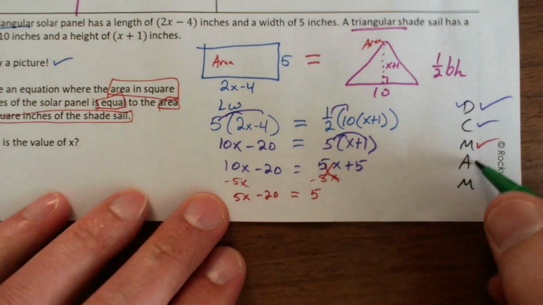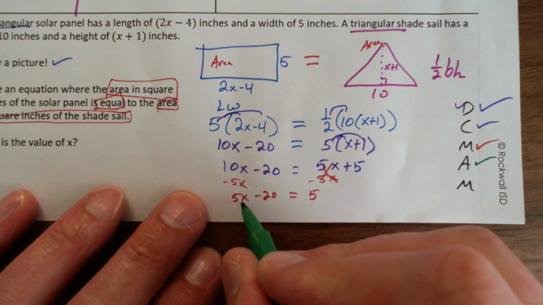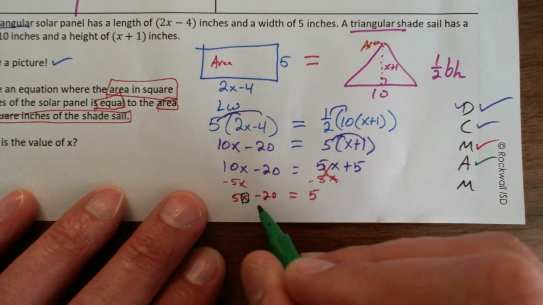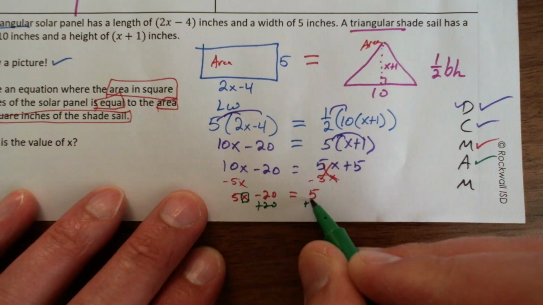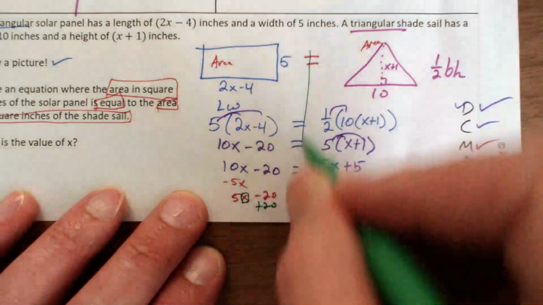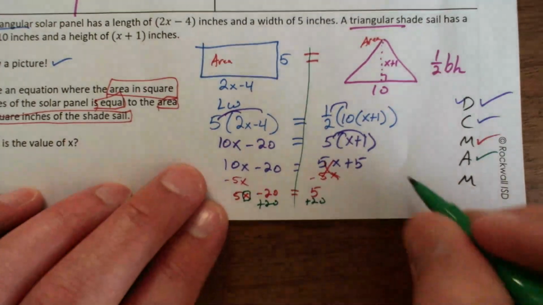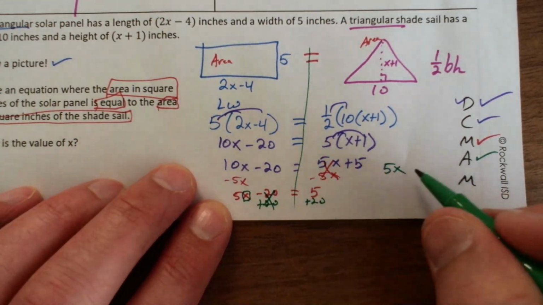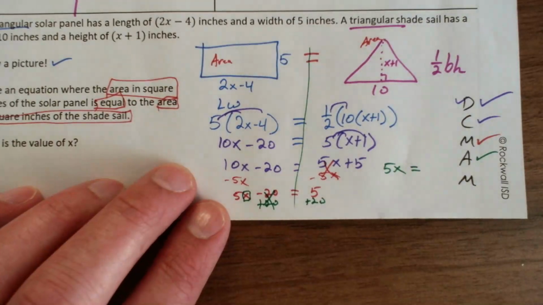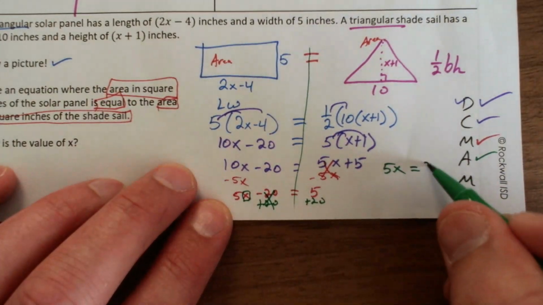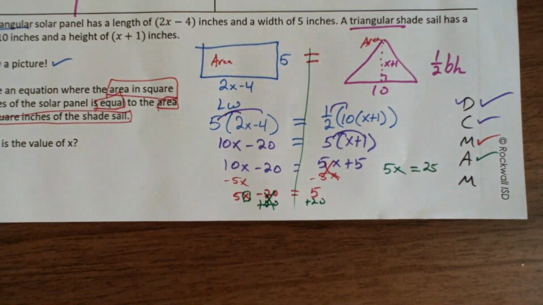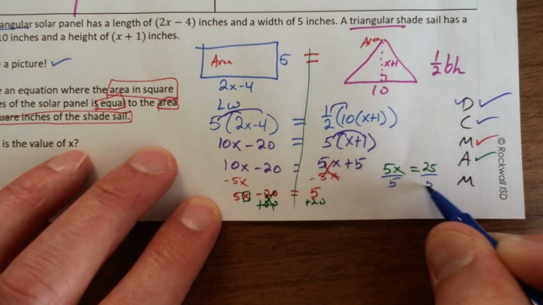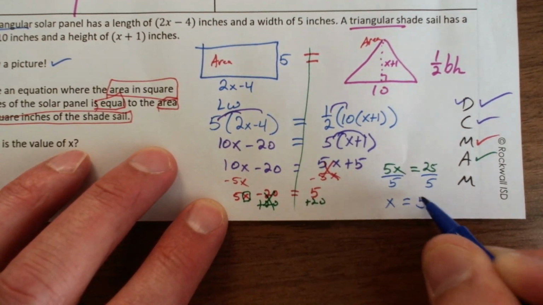Now I add, subtract. Now I have this. Now I want to move everything away from it. So I'm going to add 20. This leaves me with 5x, because this goes away, equals 5 plus 20, is 25. My last step, divide by 5. x equals 5.